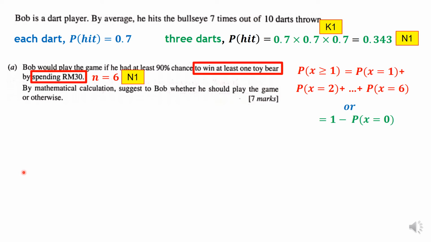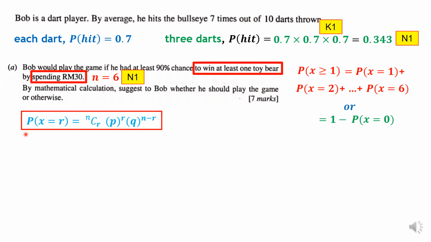Okay, right. Then in order to continue, please remember to recall the formula correctly. Probability of X equals R equals nCr, probability of success to the power of r, probability of failure to the power of n minus r, where P plus Q should be equal to 1. So these are very important to you. You should be able to recall the formula.